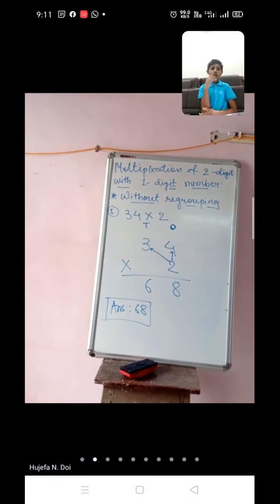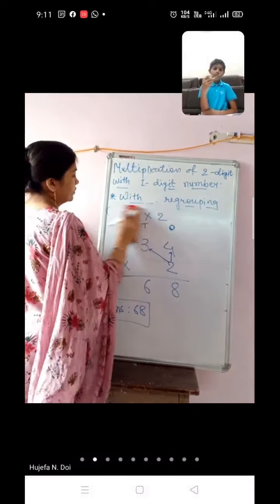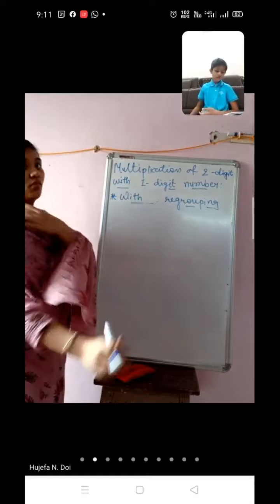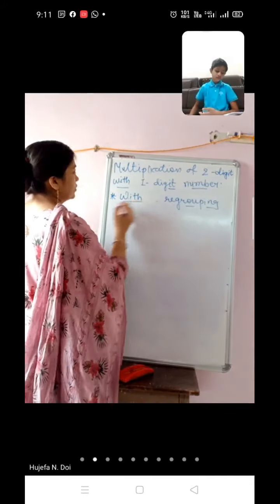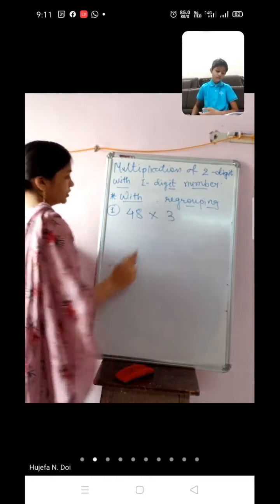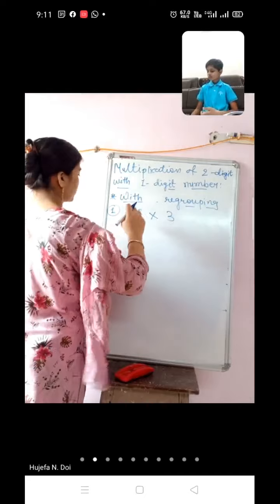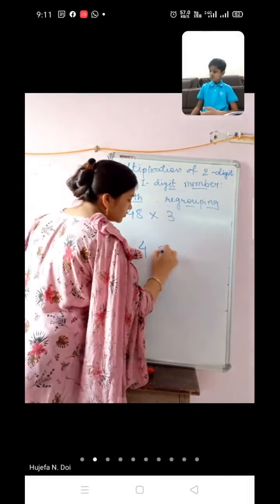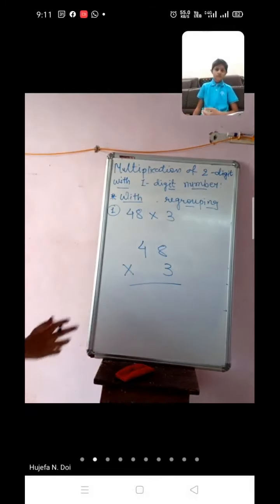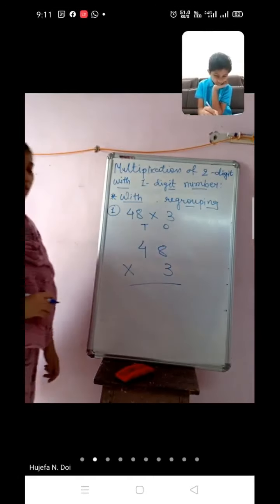Okay. Second example, with regrouping, means there is a carry forward. Forty-eight multiply by three. First, arrange it vertically, 48 multiply by 3 according to their places, 1s, 10s. Start the multiplication from the 1s place.